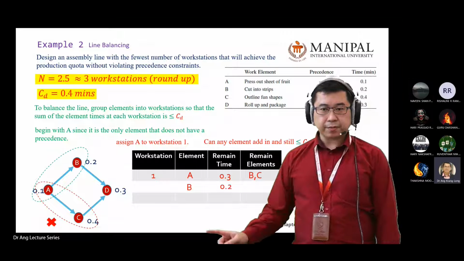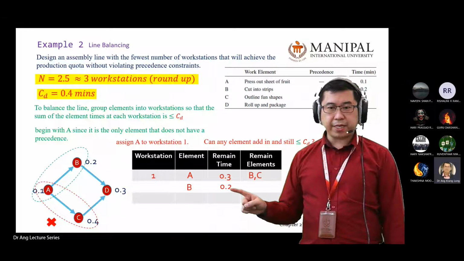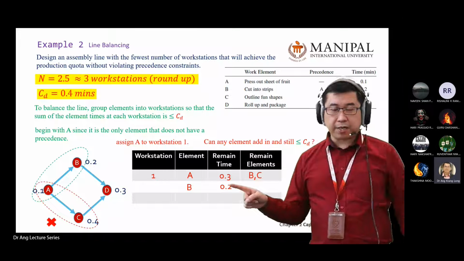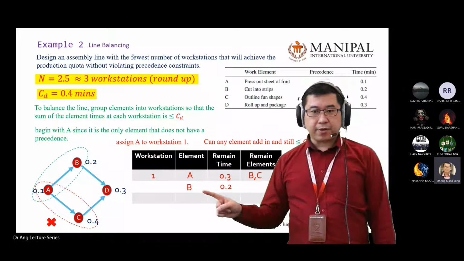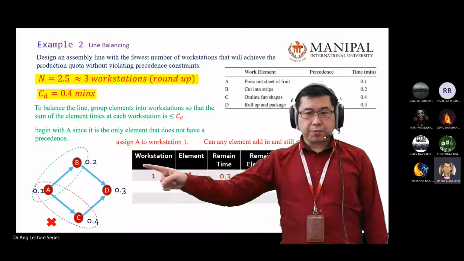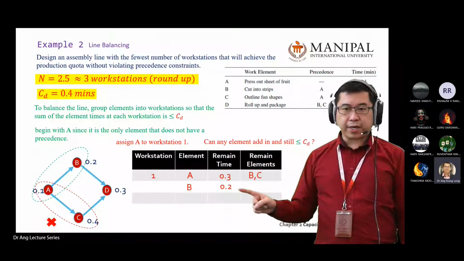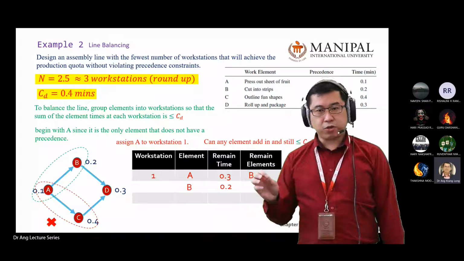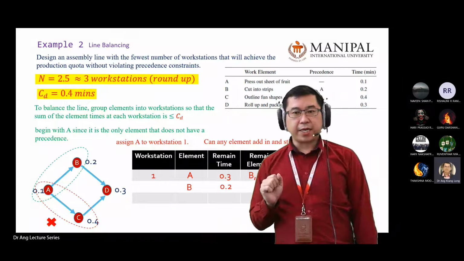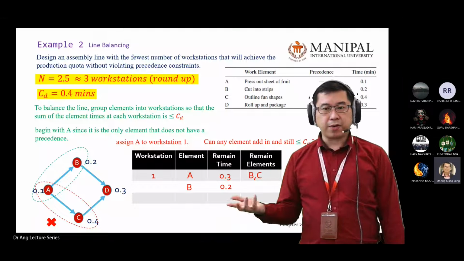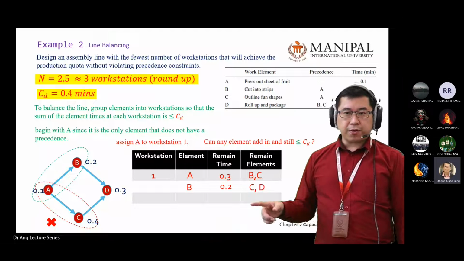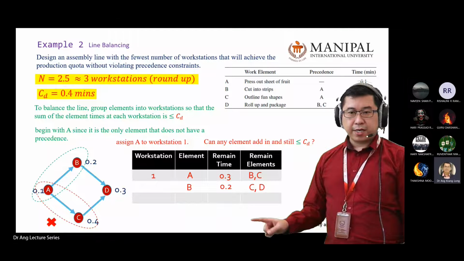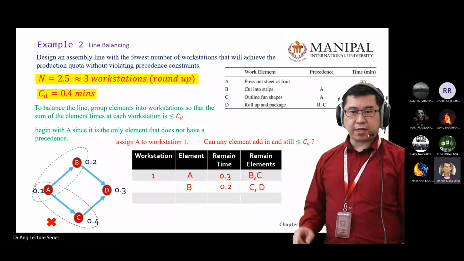If you put B, your remaining time here should not be 0.2. Typo error again. If you put B here, B is 0.2, so the remaining time is 0.1. So in the first workstation, you still have 0.1 remaining time, but you cannot put in anything anymore. So you stop for workstation 1. You fix workstation number 1. For the remainder, you still have C and D.